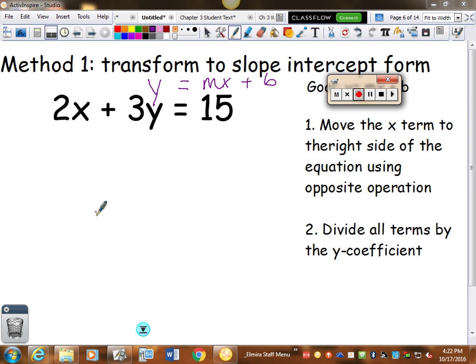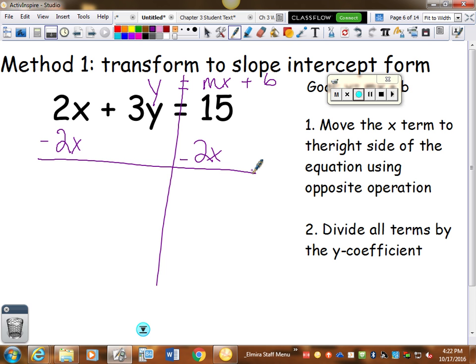Okay, so first of all, to get y equals mx plus b form, I'm going to move the 2x over to the other side. But I can't just move something. I can't just pick up the 2x and lift it and put it after the equal sign. If I want to preserve equality and move something from one side to the other, then I have to do the opposite operation. Okay, so I take it off of the left-hand side, and I get 3y. And I take it off of the right-hand side to keep it equal.